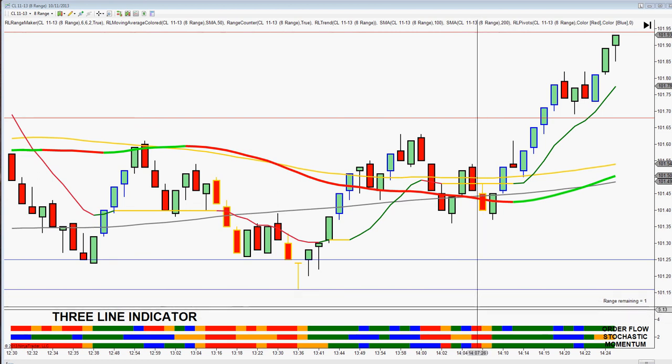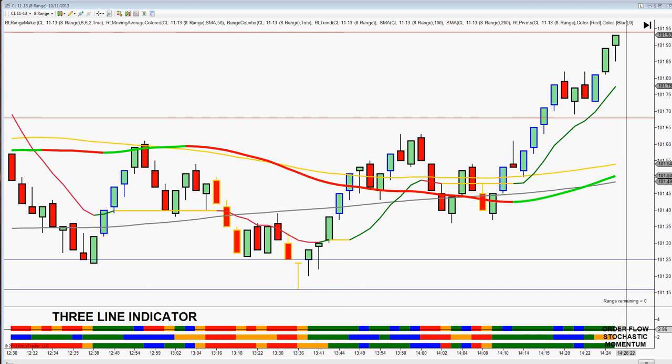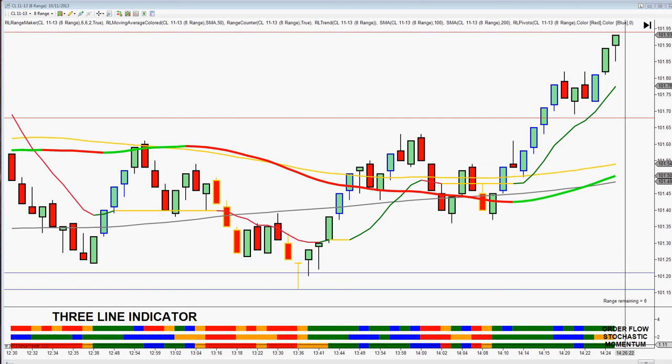Now, the three-line indicator on the first line assesses order flow. On the second line, it looks at stochastic direction. On the third line, it assesses momentum direction. So simply by looking at this single indicator and these three lines, we can make an assessment of order flow direction, stochastic direction, and momentum direction. This single indicator replaces three other indicators.